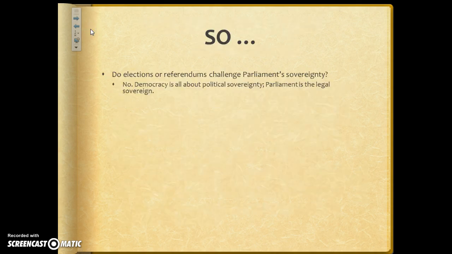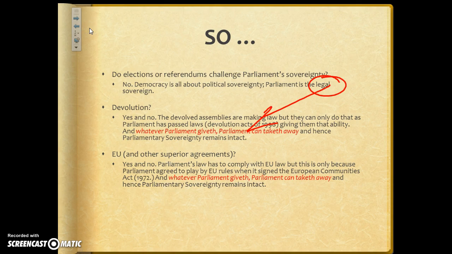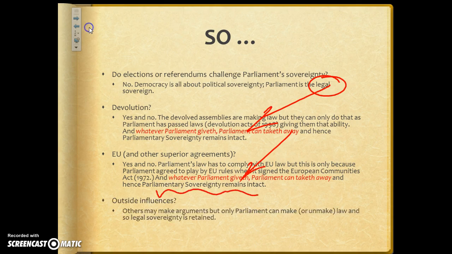Do elections and referendums challenge parliamentary sovereignty? No, because it's about law, not about making the decision. What about devolution? Well, yes and no. The key point being this one here: whatever Parliament giveth, Parliament can taketh away. I'll talk about that in a minute. The EU, well, it's exactly the same idea. Whatever Parliament giveth, Parliament can taketh away. Parliamentary sovereignty remains intact. Outside influences, only Parliament can make and unmake law, so sovereignty is retained.